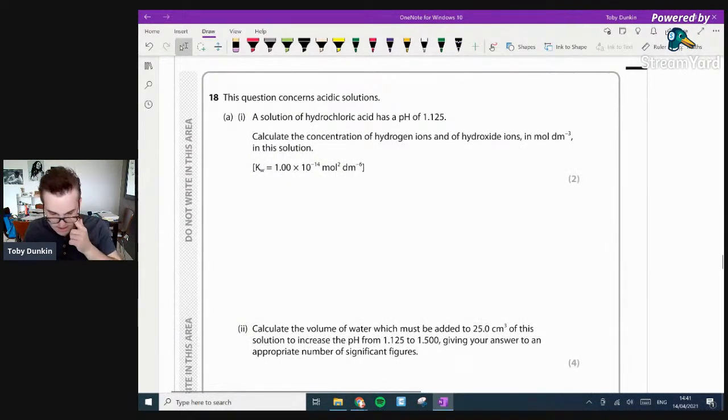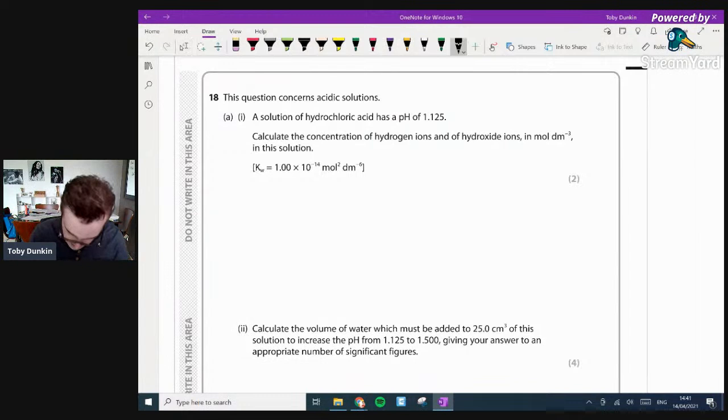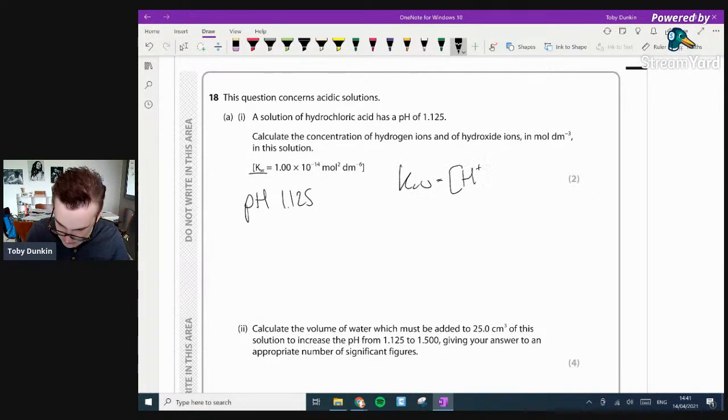The question concerning an acidic solution. A solution of hydrochloric acid has a pH of this. Calculate the concentration of hydrogen ions and hydroxide ions in the solution. That's entertaining, because they want us to find the hydroxide ion concentration in acid. The pH is 1.125. Well, the equation for Kw is the only equation that allows us to calculate both of those ions, and we've got that one and we can find the other.